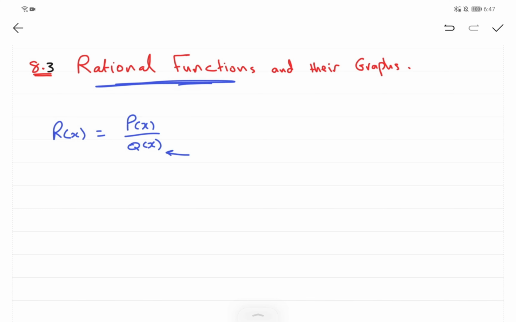So if the denominator is zero, we're gonna have a problem, because in mathematics, if we have 3 over 0, this is an unknown quantity, this is undefined. Okay, but if it's 0 over 3, it is 0, so it's okay. But 3 over 0 is an undefined quantity, so this is a problem in mathematics. So we need to avoid this problem by putting this restriction. We need to say that q of x is not 0.